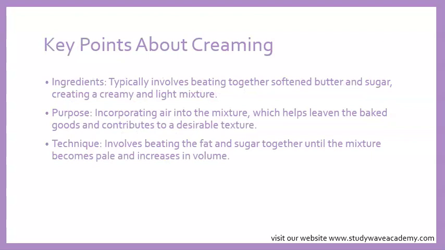Ingredients: typically involves beating together softened butter and sugar, creating a creamy and light mixture. Purpose: incorporating air into the mixture, which helps leaven the baked goods and contributes to the desired texture. Technique: involves beating the fat and sugar together until the mixture becomes pale and increases in volume. Do you understand?